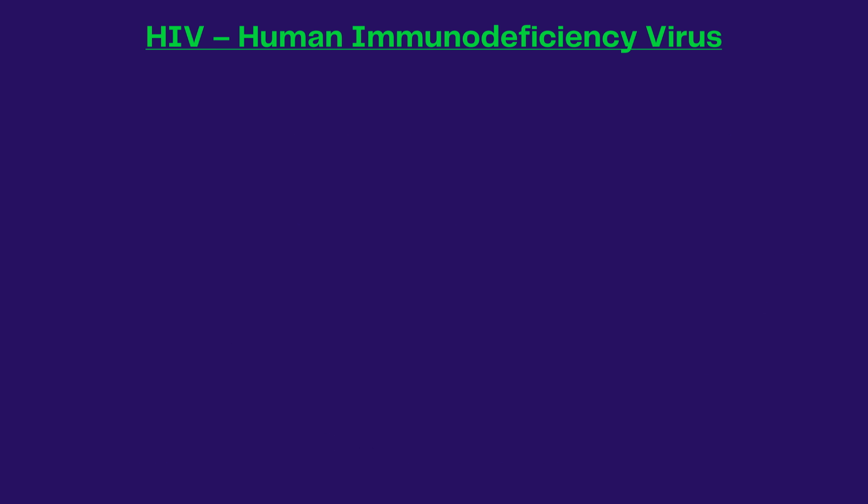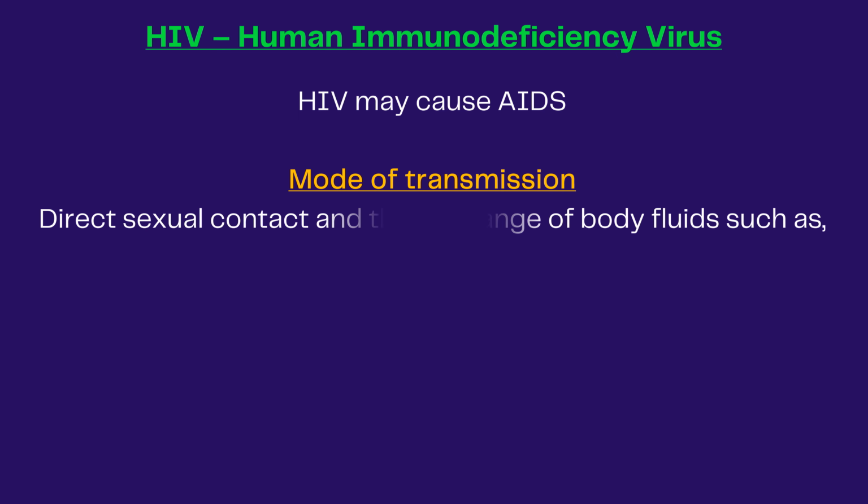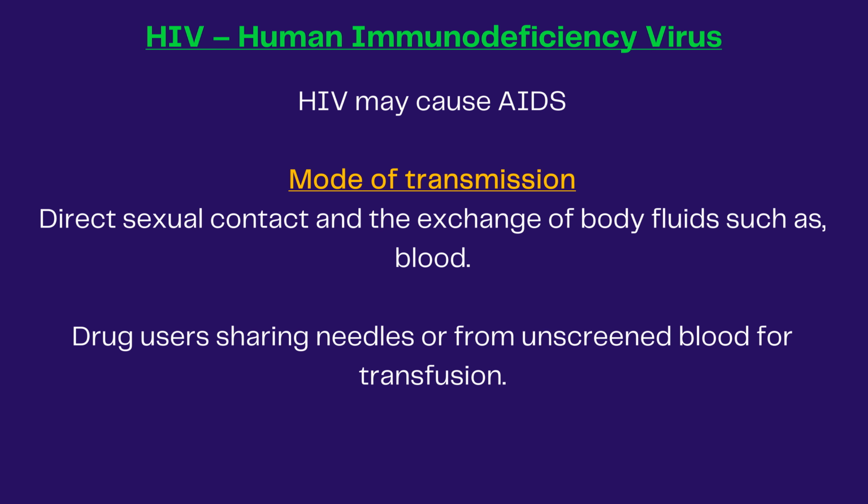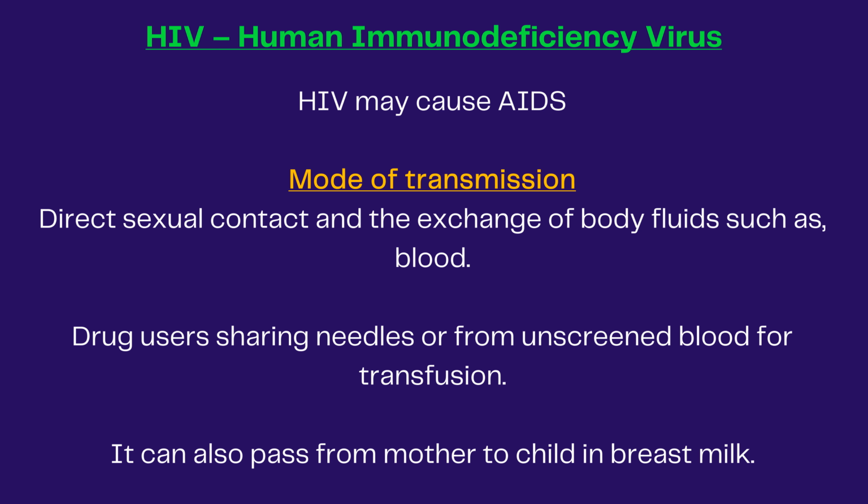Alright, so let's quickly talk about HIV. HIV, which may cause AIDS, and here are the modes of transmission. So 1, direct sexual contact and exchange of body fluids such as blood. Drug users sharing needles, or from unscreened blood for transfusion. Next one, it can also be passed from mother to child in breast milk. Make sure you're making a bit of notes, guys.